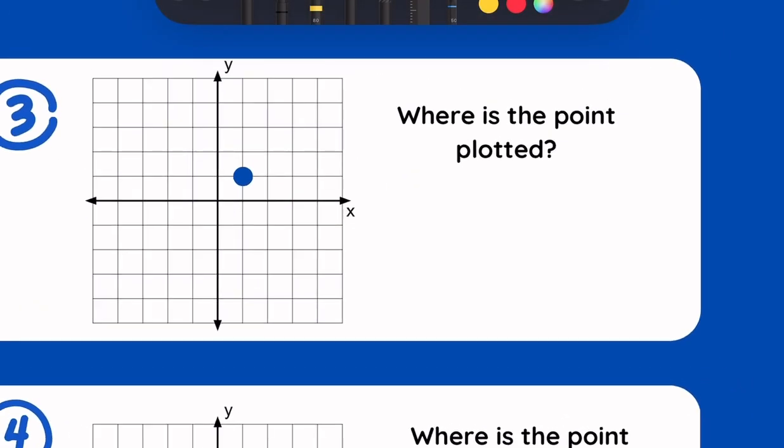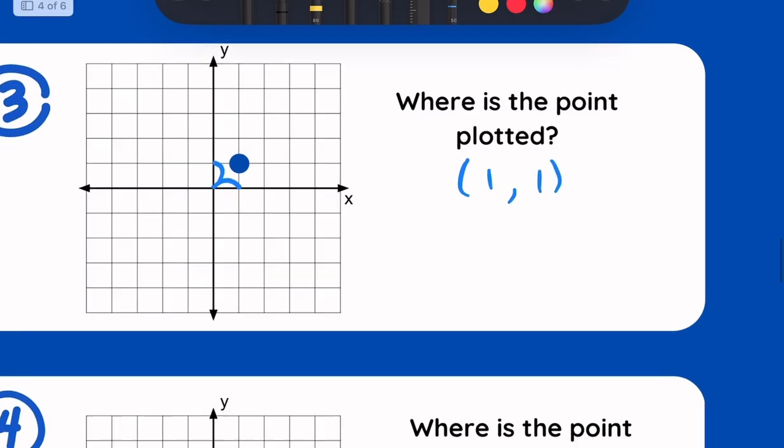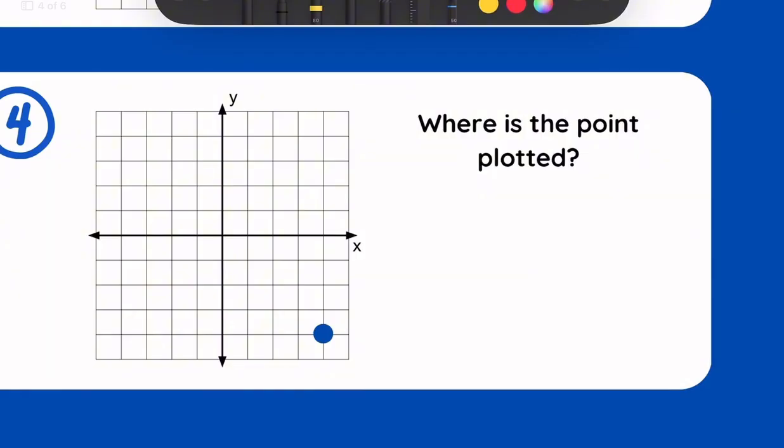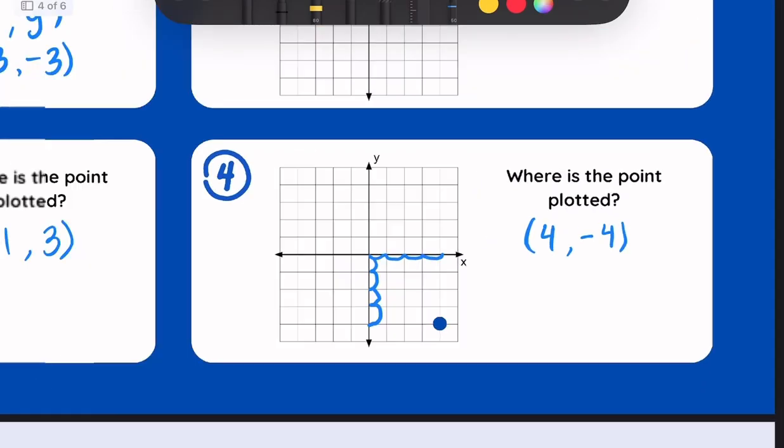Here, this point goes one time to the right of 0 and one time above 0. Therefore, this is just 1, 1. Finally, this point goes 1, 2, 3, 4 times to the right, and then it goes 1, 2, 3, 4 times below, which means that this is going to be a -4. And that's it.